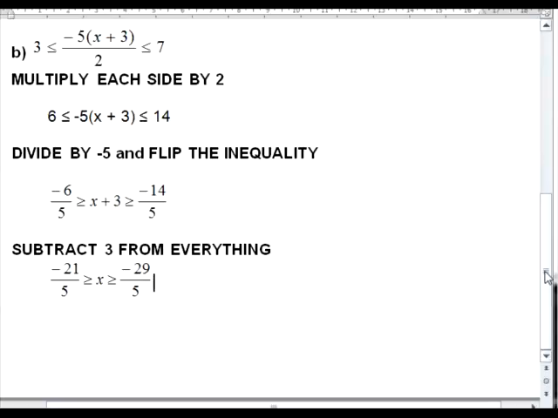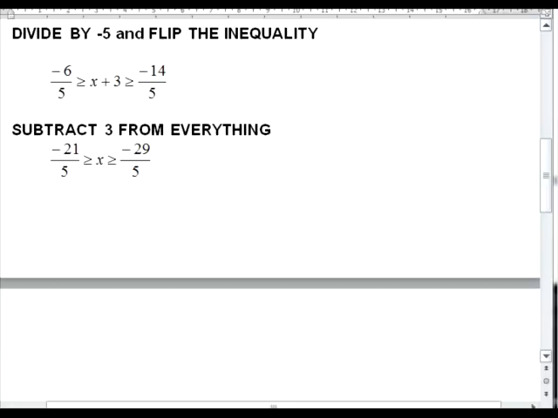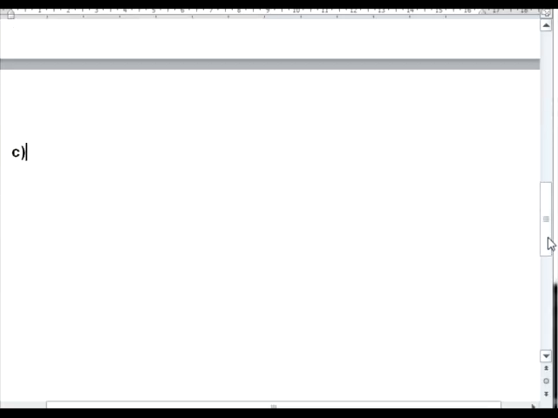Alright, one of these will be on the test. I will make sure we review this again. Let's throw another example on here. I'll do C. You guys can do D then yourselves, okay? So letter C is going to say solve x squared minus x minus 6 is greater than 0.